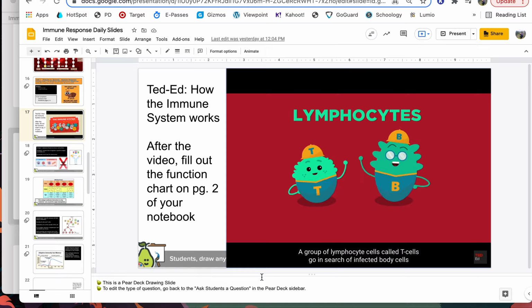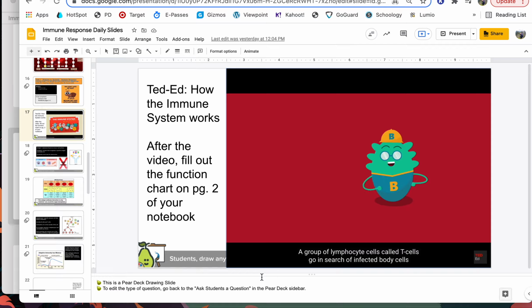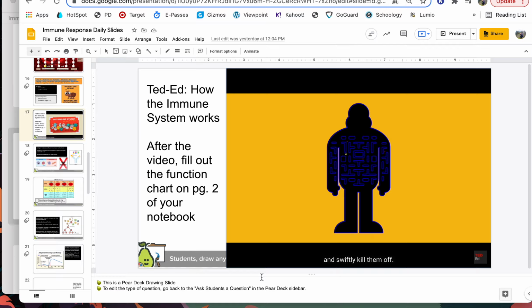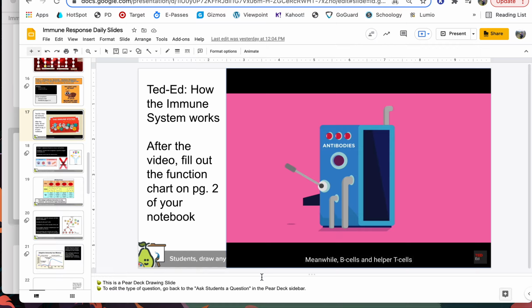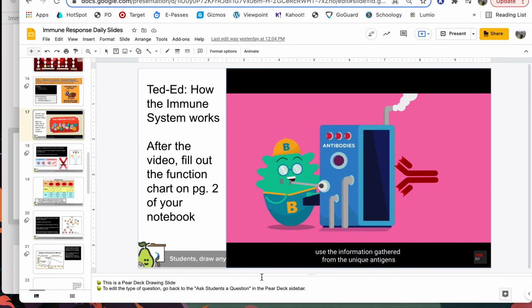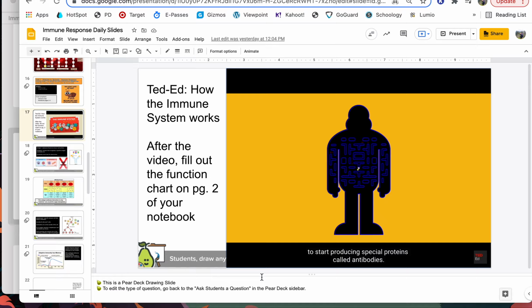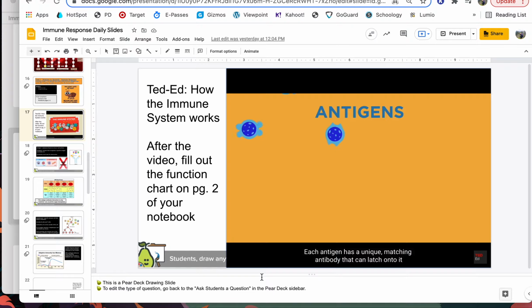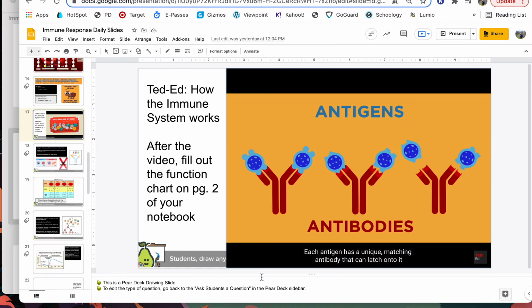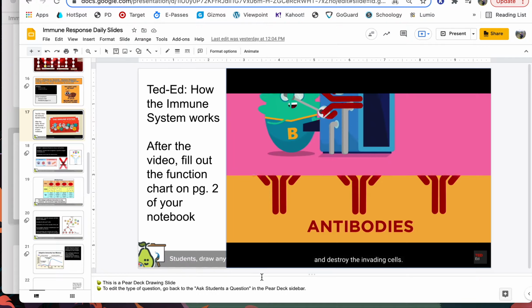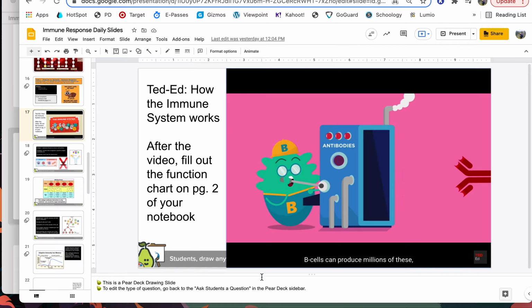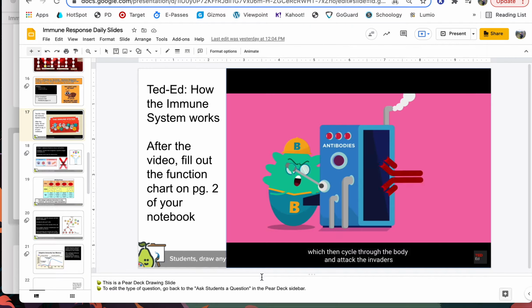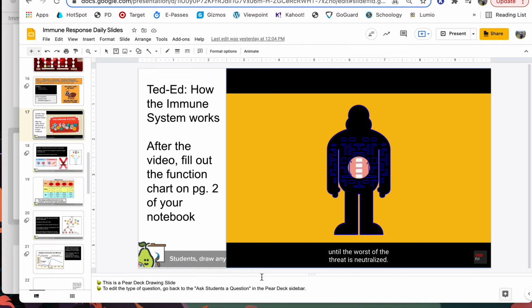A group of lymphocyte cells called T cells go in search of infected body cells and swiftly kill them off. Meanwhile, B cells and helper T cells use the information gathered from the unique antigens to start producing special proteins called antibodies. This is the pièce de résistance. Each antigen has a unique matching antibody that can latch onto it like a lock and key and destroy the invading cells. B cells can produce millions of these, which then cycle through the body and attack the invaders until the worst of the threat is neutralized.